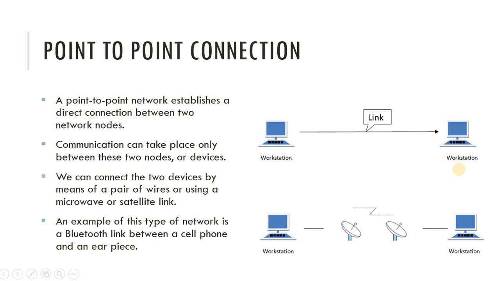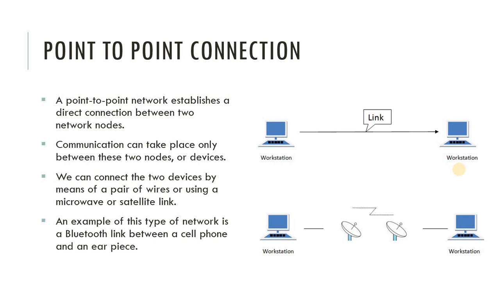So what is an example of this type of point-to-point connection? Suppose I want to connect my phone with my laptop, then I connect it with a USB cable. So this becomes a point-to-point connection because there are only two devices. One is my phone and second is a laptop. There are no other devices or connection devices between these two devices. So this becomes the point-to-point connection.